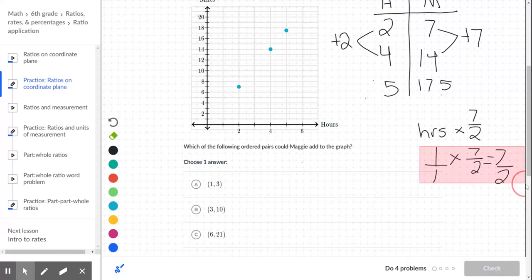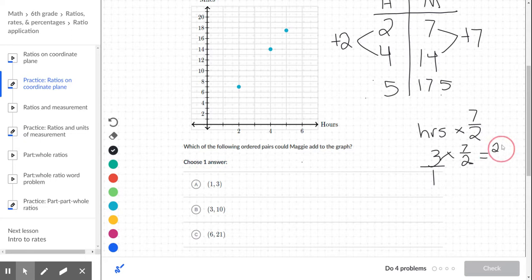Remember, each time we're multiplying our hours by 7 halves. So my hours for B, 3 hours. I'm going to multiply that by 7 halves because that's my constant rate of change. That's like 3 over 1. 3 times 7 is 21. And 2 times 1 is 2, sorry, not 10. 21 divided by 2 does not get me 10, so B will not work.